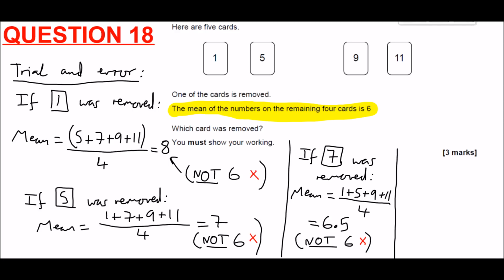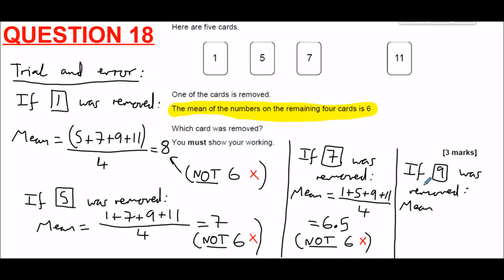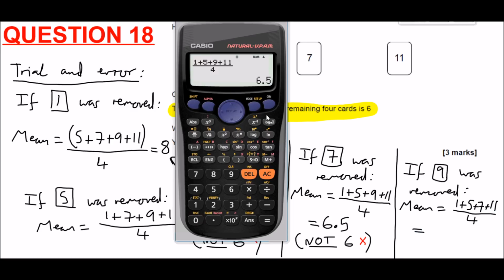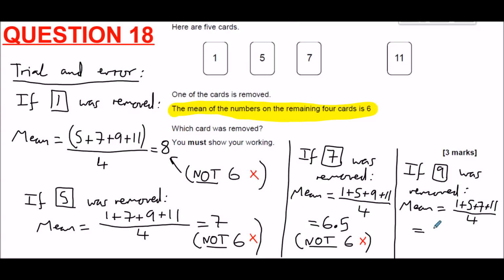So let's try if 9 was removed. So put back the 7. We're going to try 9 next. So if 9 was removed, then the mean would be the total of the remaining cards. So say bye-bye to number 9. The cards that are left are 1 plus 5 plus 7 plus 11, divided again by 4. So let's try this: 1, 5, 7 plus 11 divided by 4. That does give us 6.